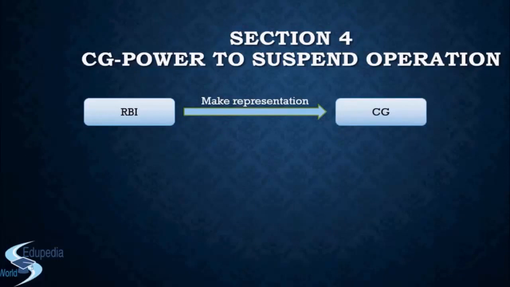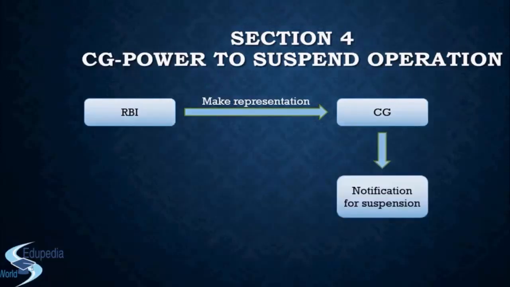CG would consider the representation made by RBI, and if it is satisfied that the representation is valid and the operation is detrimental to the interest of the public or the depositors, or they are not securing proper management, like if there is a situation where the operation has to be suspended to secure the interest of the various people, various entities, right? So in that case, CG would give out an order to suspend the operation of a banking company, right? And this will be given by a notification in the official gazette.